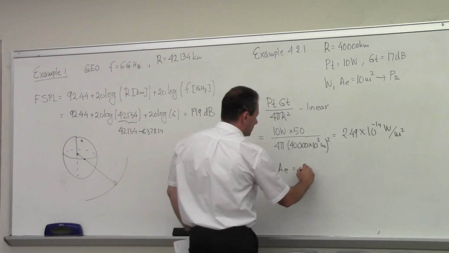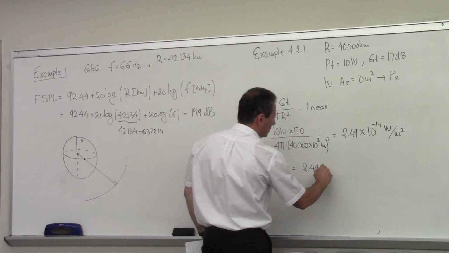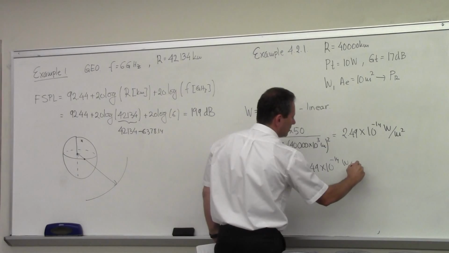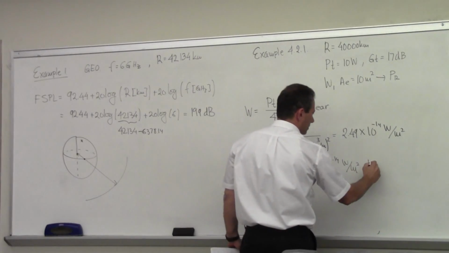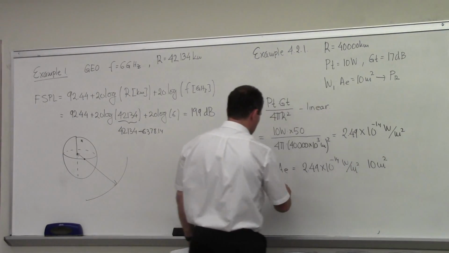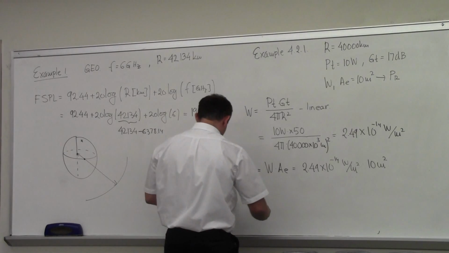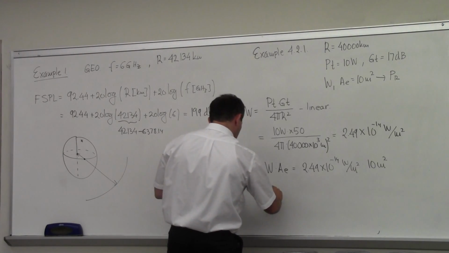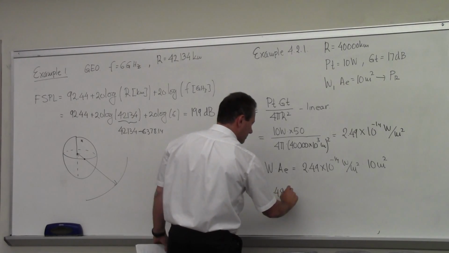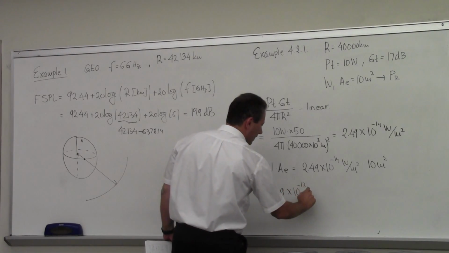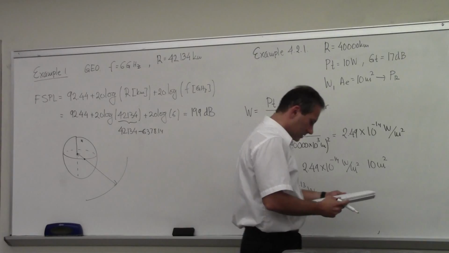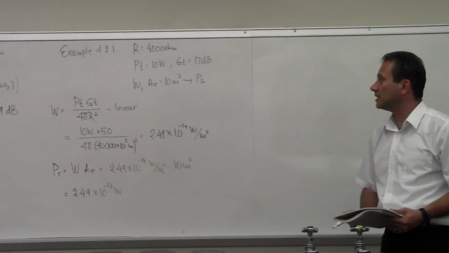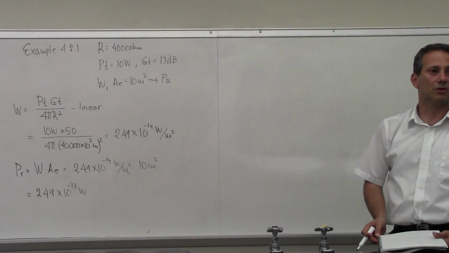So in our case here, this becomes 2.49 times 10 to the minus 14 watts per meter squared, times your 10 meters squared. So this gives you a power of 2.49, obviously, times 10 to the minus 13 watts. Now, that's linear. Just like in every other area of RF engineering, in satellite communications we use logarithmic units.